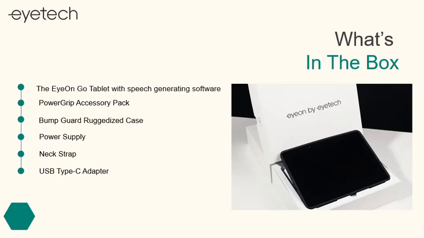That includes the EyeOn Go tablet, preloaded with powerful speech generating software designed for easy and effective communication. It also comes with the Power Grip accessory pack for enhanced device control, a ruggedized protective case built for everyday durability, a reliable power supply, a convenient neck strap for hands-free carrying, and a USB Type-C adapter. Every component is selected to support independence, durability, and ease of use, right out of the box.